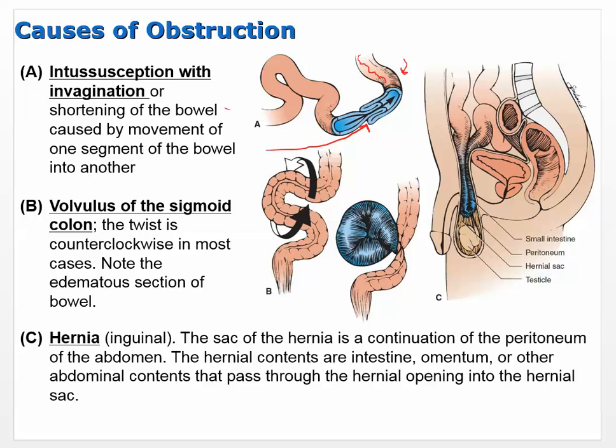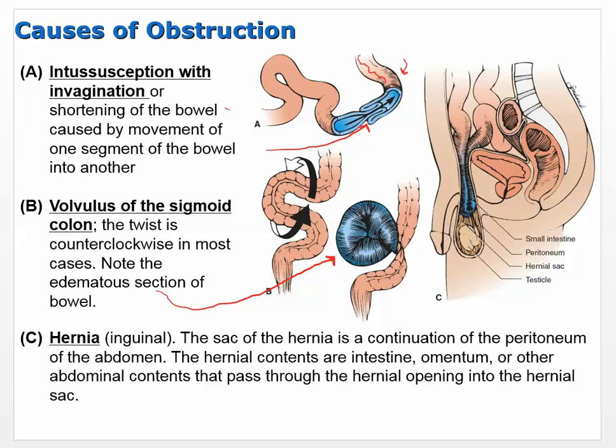Volvulus. Remember, the sigmoid colon is called sigmoid, S, because it's S-shaped, and so that can get twisted, and that's going to also cause an obstruction. Okay, and this little note here says, note the edematous section of the bowel. So that means you're sort of blocking off blood flow, nutrient flow to that area, and that tissue can die.